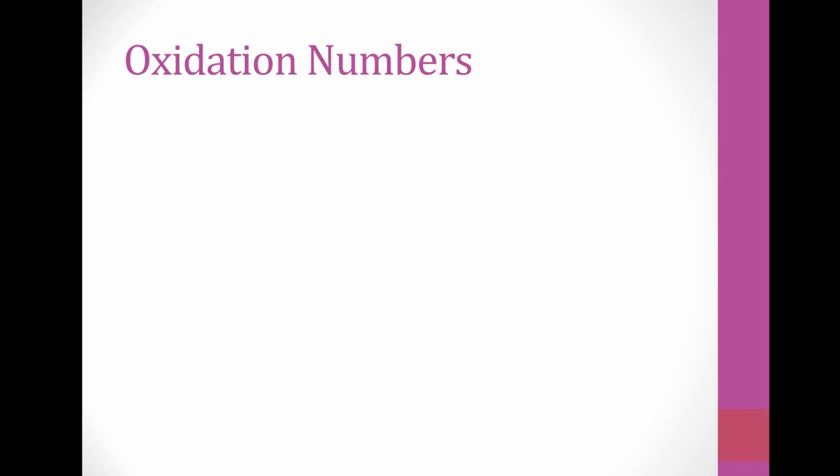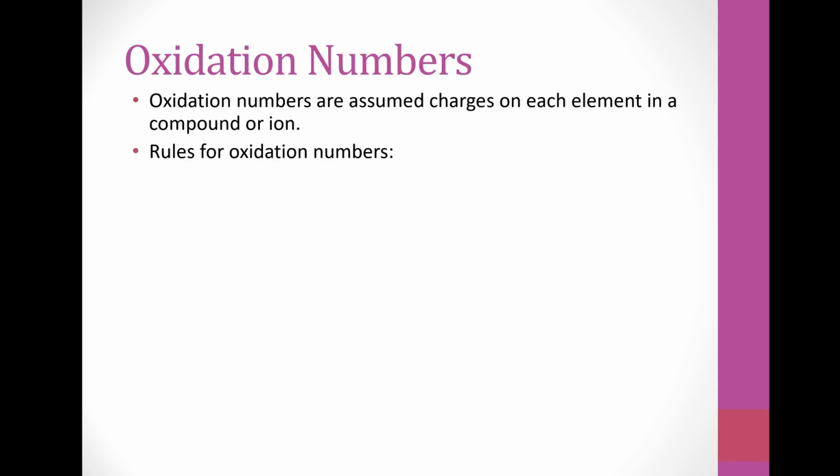Okay. In order to figure out if something's been oxidized or reduced, they talk about things called oxidation numbers, or sometimes they call it oxidation states. What they are is assumed charges on each element in a compound or an ion. So it's very similar to something you've done in the past, where you used to figure out Roman numerals for metals like iron(III) oxide. It's very similar to that, and there are certain rules that are a little bit different than the rules you're used to for Roman numerals.